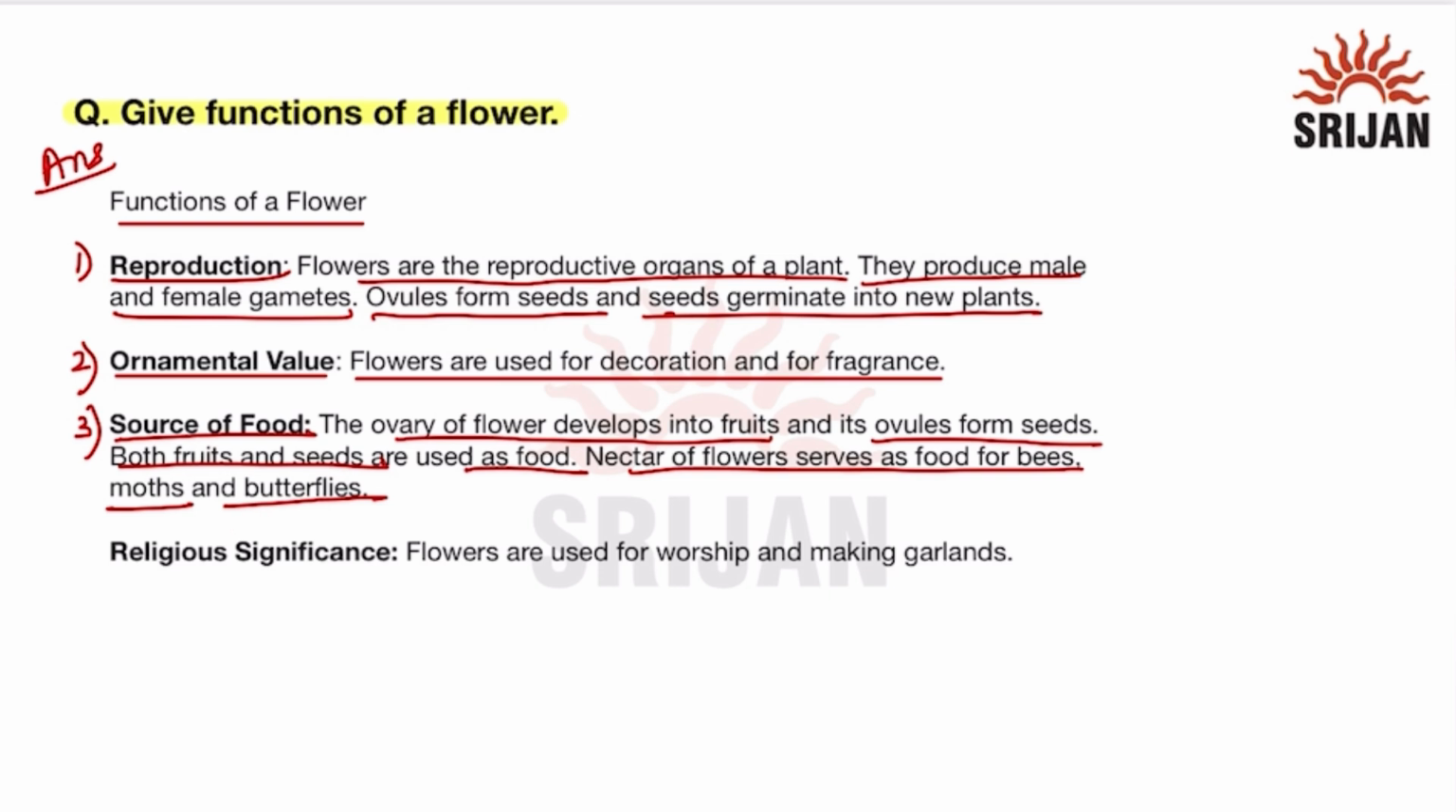Now nectar is produced by flowers which use pollinating agents for the pollination. Now nectar helps to serve as food for the pollinators such as bees, moths and butterflies. Now fourth function of flower is religious significance. Now flowers are used for worship and making garlands also.